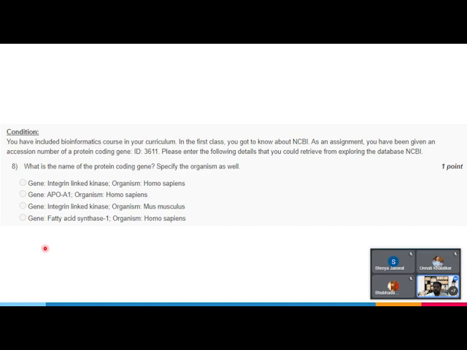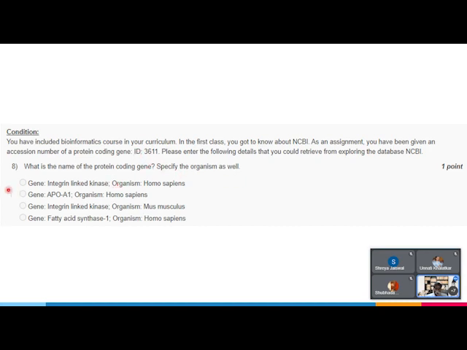So now the question is, you have included a bioinformatics course in your curriculum. In your first class, you got to know about NCBI. As an assignment, you have been given an accession number of a protein coding gene, ID 3611. So please enter the following details that you could retrieve from exploring the database NCBI. What is the name of this protein coding gene, 3611? Specify the organism as well.